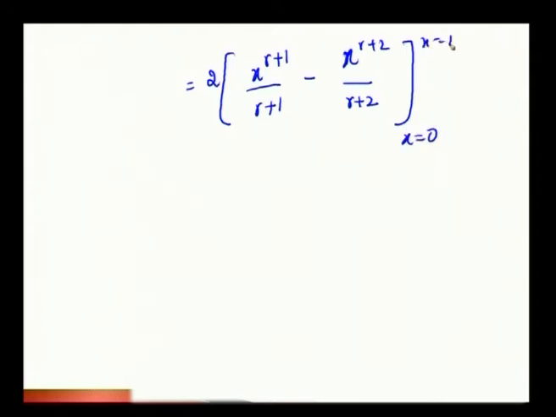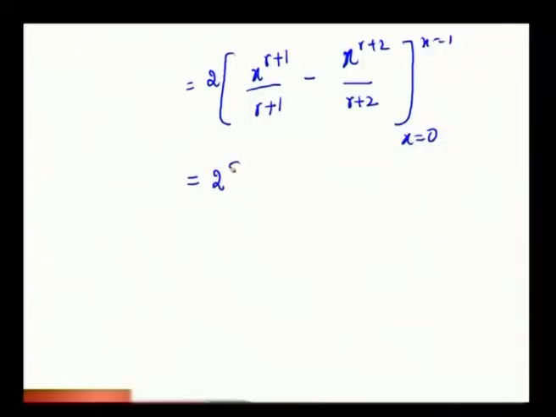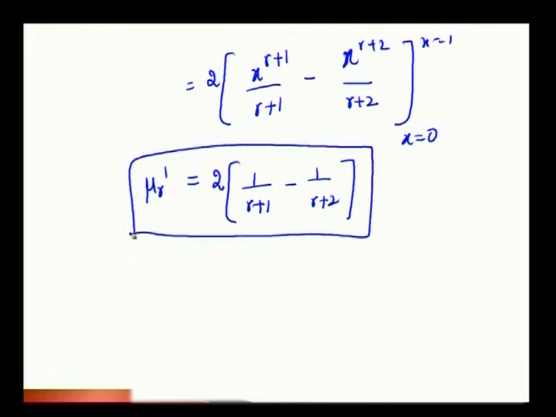So, this is equal to 2 into [x^(r+1)/(r+1) − x^(r+2)/(r+2)] within the limits x equal to 0 to x equal to 1. Remember, we are only substituting for x, not for r. r is a general term of the moment. When I substitute the limits, 2 into [1/(r+1) − 1/(r+2)], this is your mu r dash, that is the rth moment about the origin, the rth raw moment about the origin.